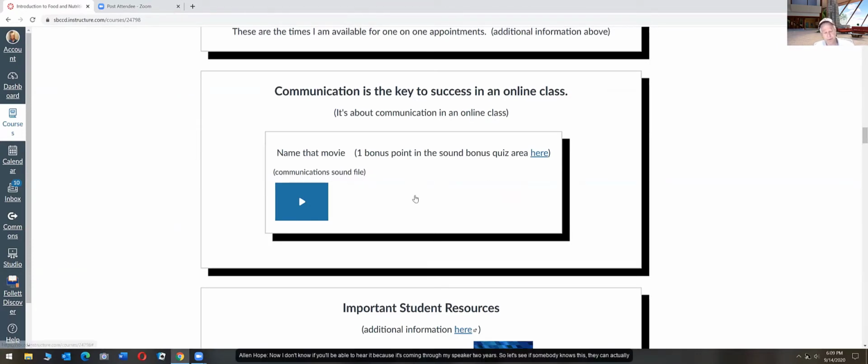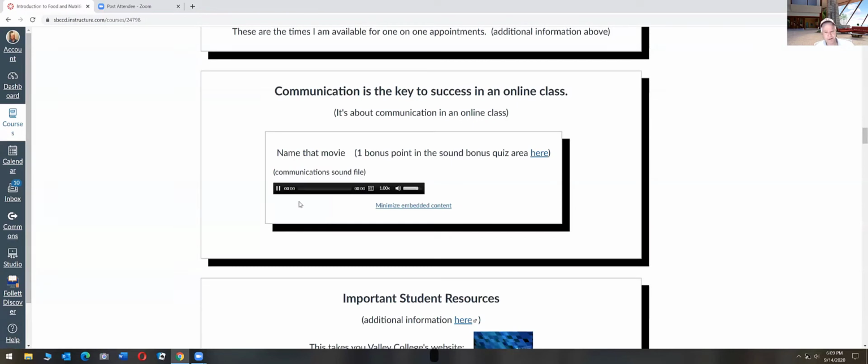Now, I don't know if you'll be able to hear it because it's coming through my speaker to yours. So let's see. If somebody knows this, they can actually unmute and tell me what movie this is from. I'd be really surprised because this movie is literally 30 to 40 years old. So I'm going to click on this.